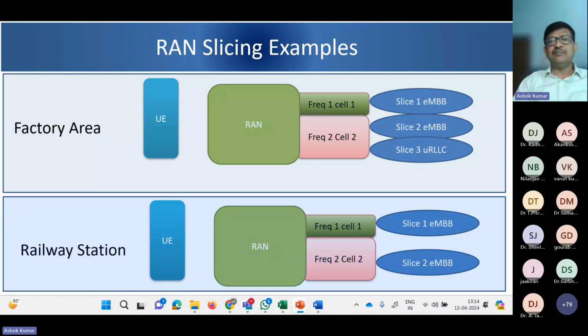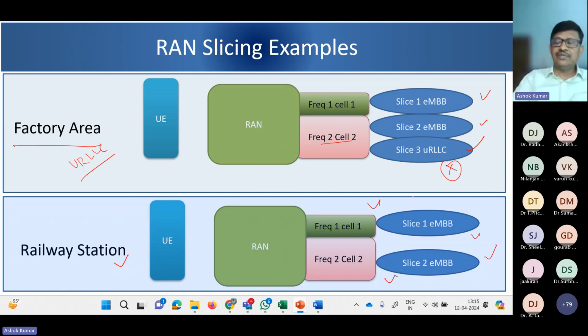Okay, so I was explaining about the RAN slicing concept, that in a factory area, as I was explaining, you have a requirement of URLLC. So in this area, I will define URLLC in say frequency 2, and in frequency 1, I'll define EMBB. Maybe in frequency 2 also I define EMBB, right? But with the same spectrum, if I'm deploying at a railway station, then both frequencies support the EMBB slice only, because I don't need URLLC here. So that's how the RAN slicing concept will happen.